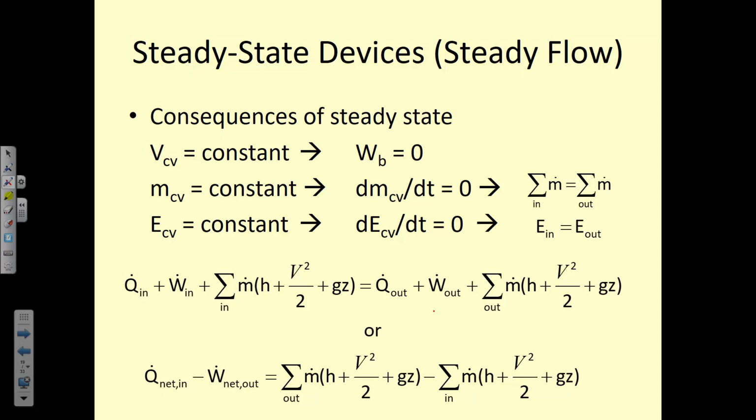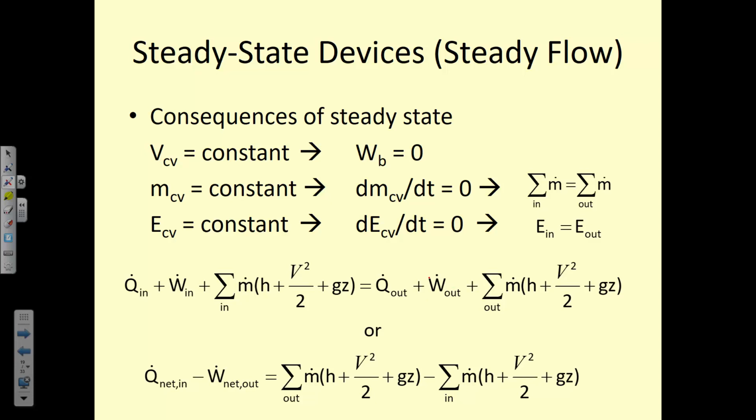We'll talk about unsteady flow at the end as well. But some of the consequences of that mean that the control volume doesn't change. So if it's a steady state device or steady flow device, we don't have pistons that are increasing in volume. We don't have turbines that are changing volume. So our volume is constant, which means we don't have any boundary work to worry about for steady flow.